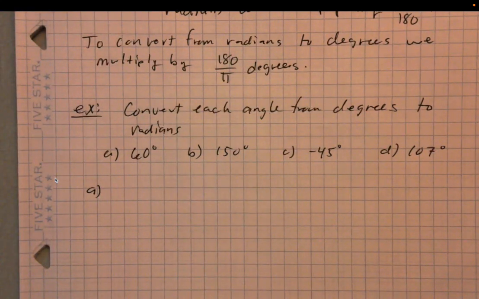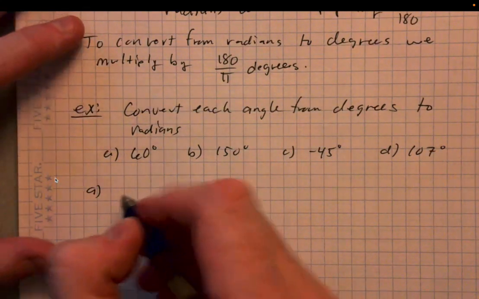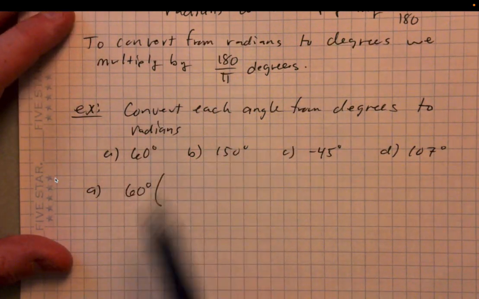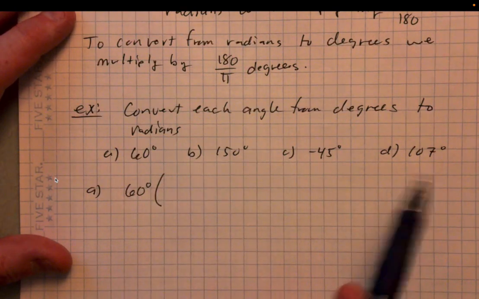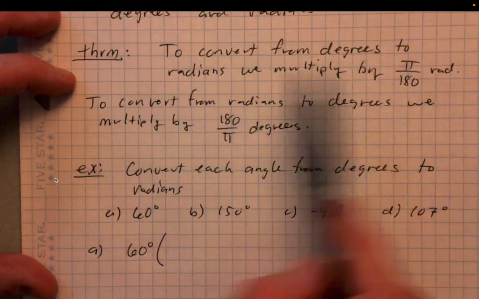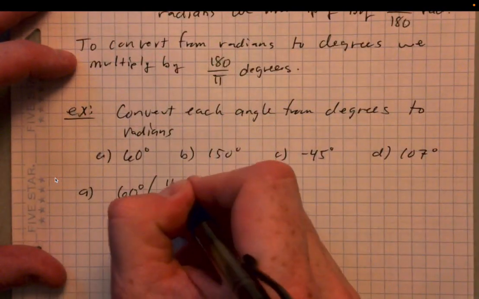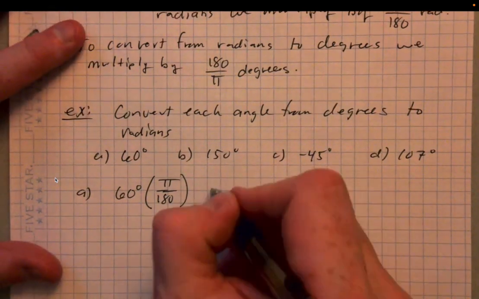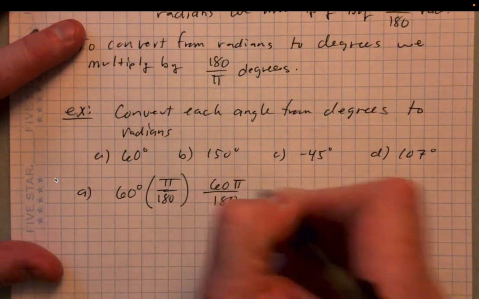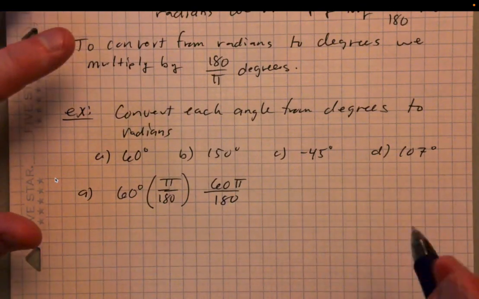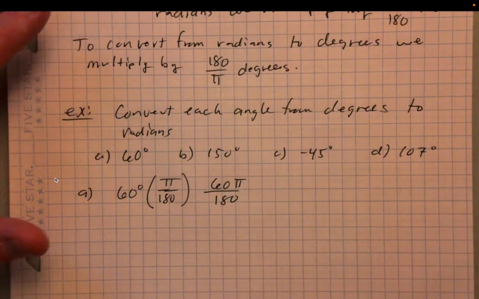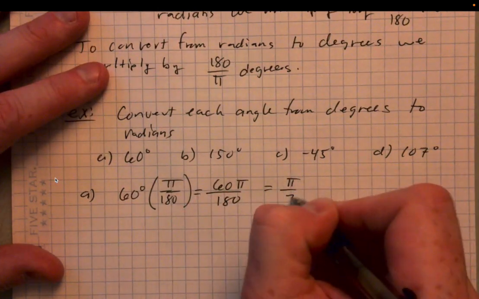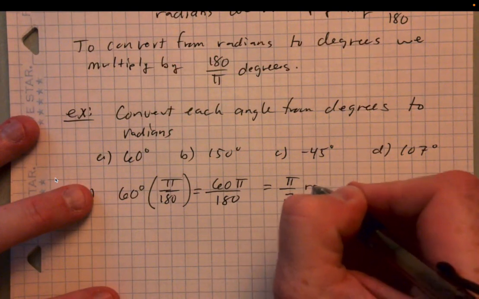So for A, I want to convert 60 degrees. I want to know what the radian equivalent to 60 degrees is. And so I'd start with 60 degrees, and I'd multiply it times the appropriate conversion. So I'm starting in degrees and going to radians. So to convert from degrees to radians, we multiply by pi over 180. Like so. Right, and so this is 60 pi over 180, and 60 over 180 is basically 1/3. So this becomes pi over 3 radians.